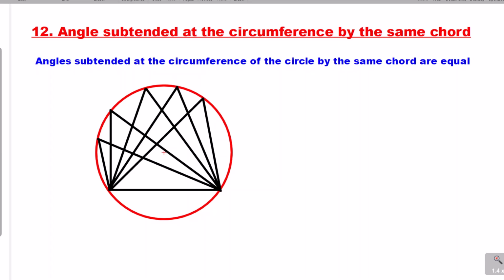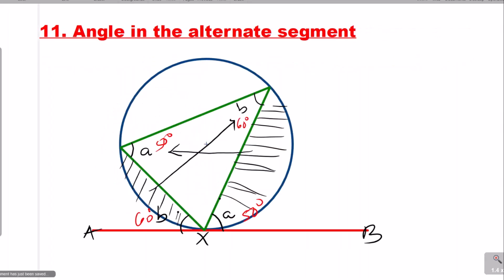All these angles, angle X, angle Y, angle Z, angle W, and angle N, are all subtended by this chord AB at the circumference. So all those angles are equal. Let's say angle X is A, this one should be A, this one should be A, and so on. That is the property: angles subtended by the same chord at the circumference are all equal. So all those angles X, Y, Z, W, N are all equal. And those are some of the important properties involving circles, chords, and tangents.